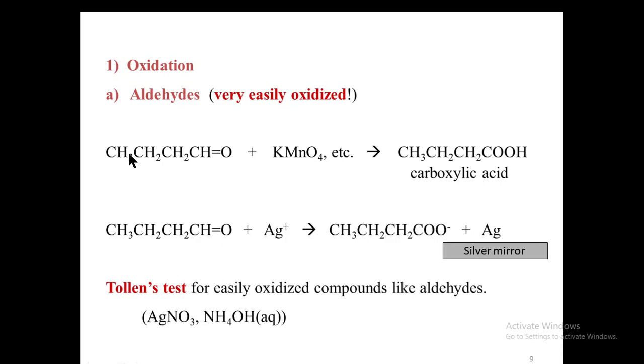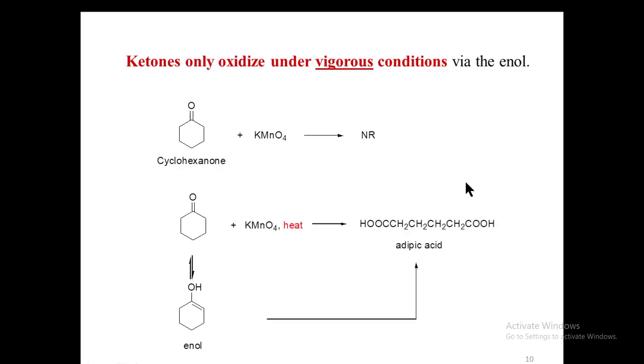So aldehydes are oxidized. What is the oxidizing agent? Tollens' reagent. What will be the product? Carboxylic acids. Ketones only oxidize under vigorous conditions, so besides the oxidizing agent, heat will be required. The reaction doesn't proceed at ordinary conditions. Look at this: the oxidizing agent along with the heat, and thus the corresponding carboxylic acid is formed.